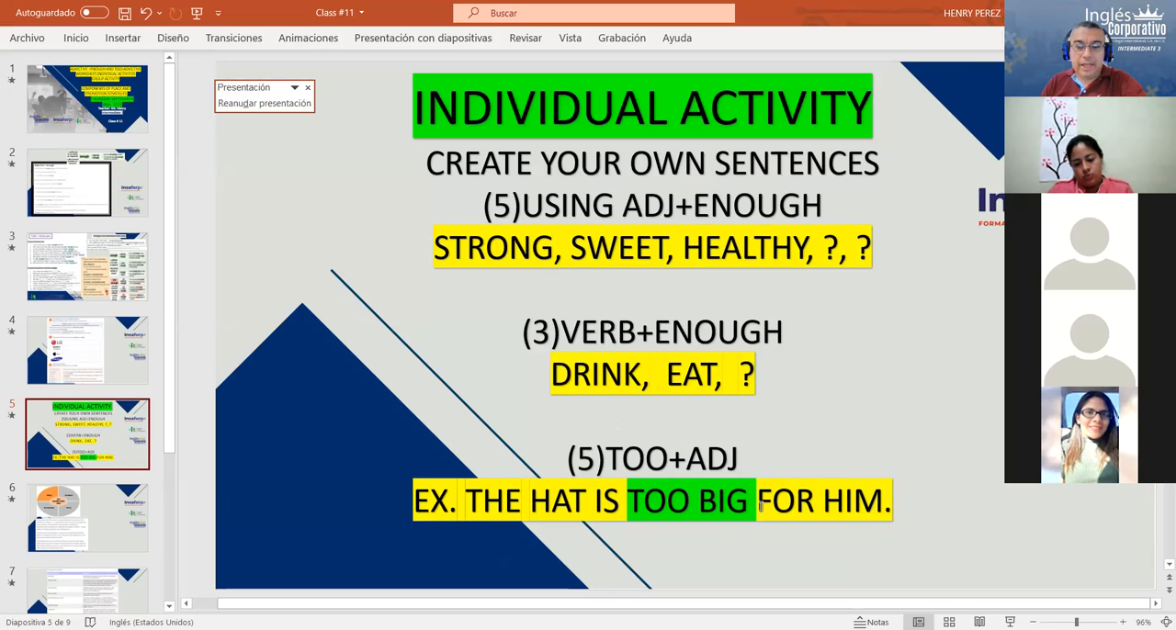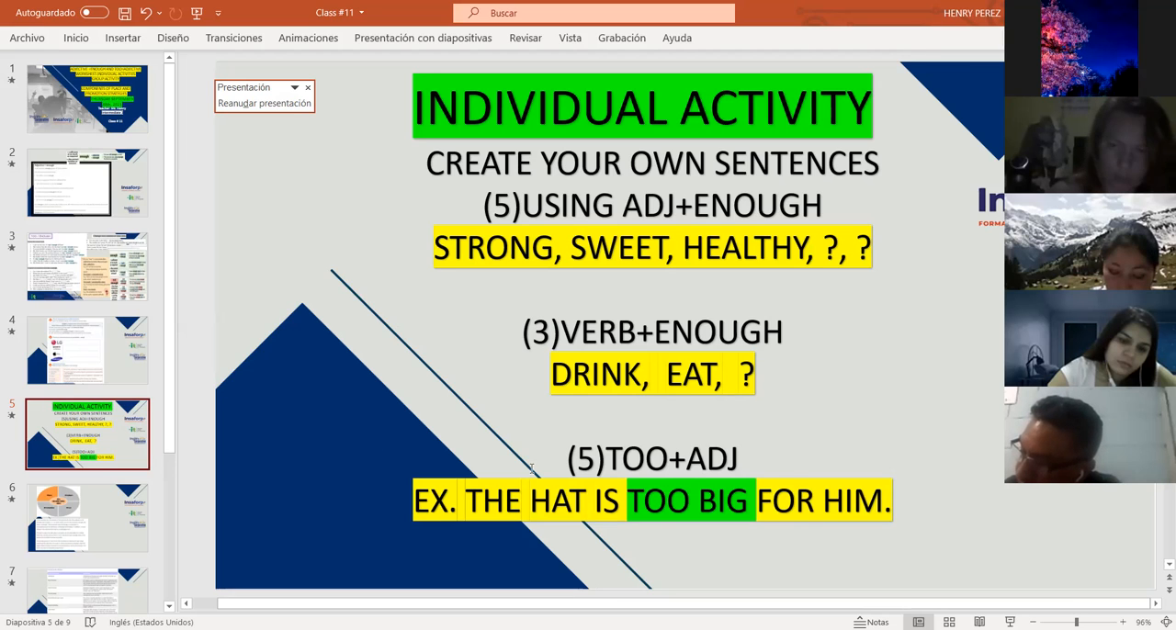And then the last one says, use five sentences using too plus the adjective. ¿Pueden ver la otra actividad? Son tres. There are three activities. The other one says five sentences using too plus adjective. And I gave you an example here. The hat is too big for him. El sombrero está muy grande para él. Too big. Too plus the adjective. I gave you an example here, just in case you forgot.